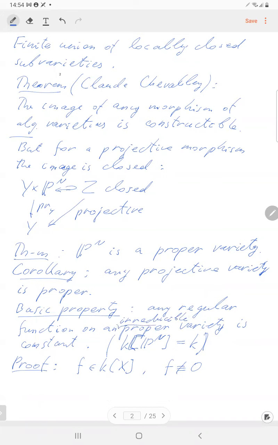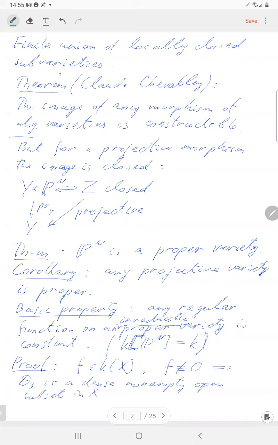Otherwise, I could have functions constant on various connected components with different values. Okay, so now D_f is a dense, non-empty, open subset in X.